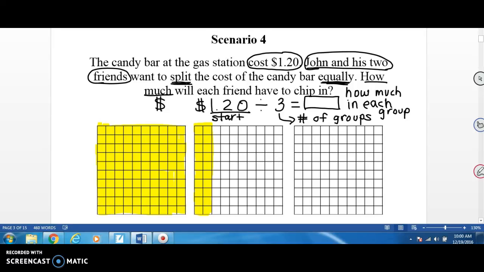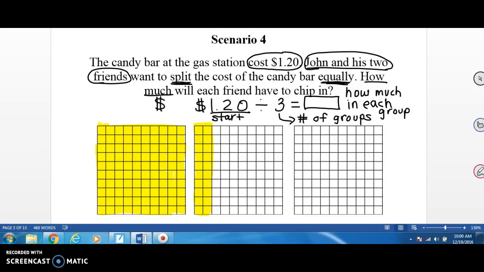40. 4 or 40? We know 100. Okay. 4 10. Why? Because 4 times 3 equals 12. So you've got to look for those basic math facts. Okay?